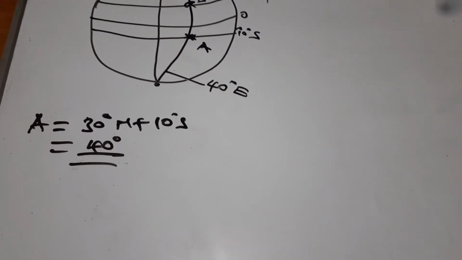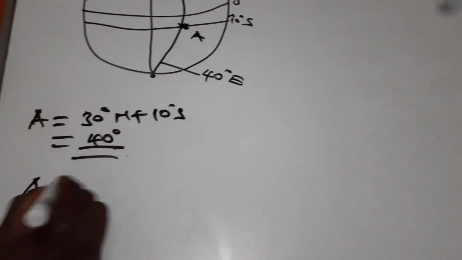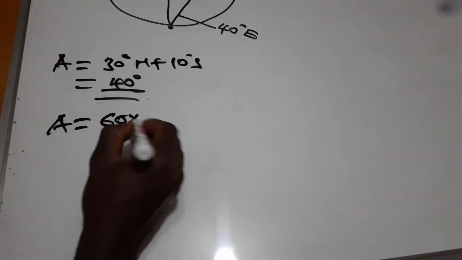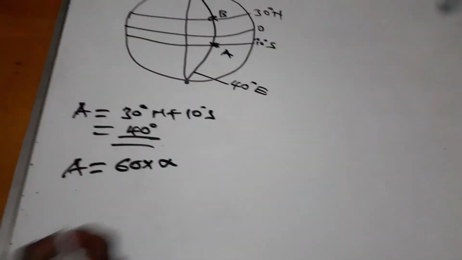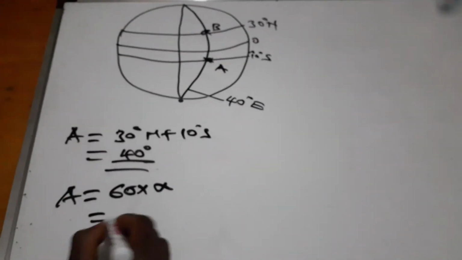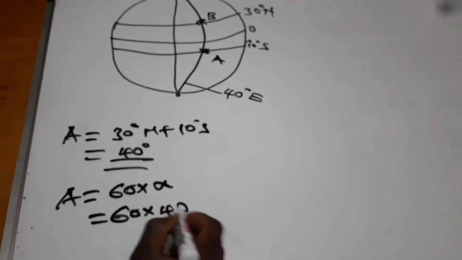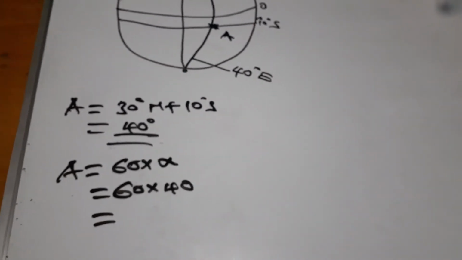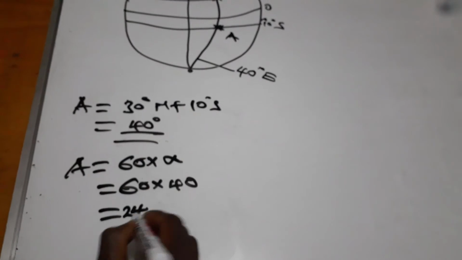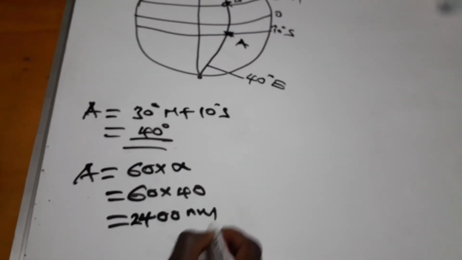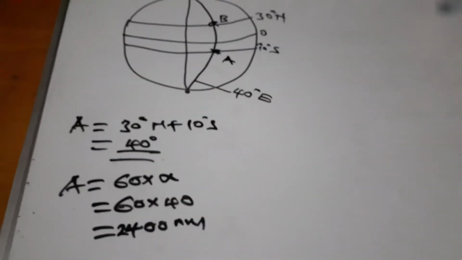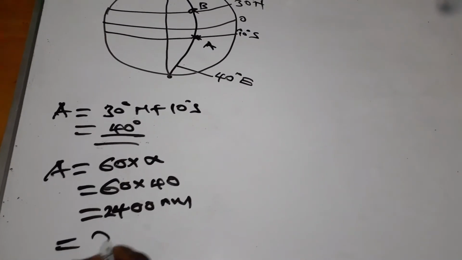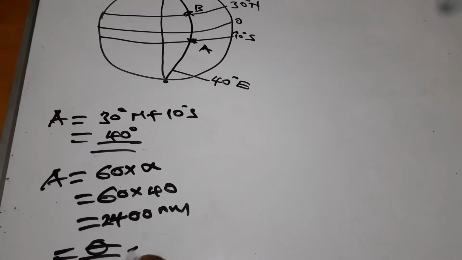So B: calculate the shortest distance between A and B in nautical miles and in kilometers to the nearest kilometer. Remember the first formula we said, distance in nautical miles along a great circle is given by 60 times the angle difference. So in nautical miles, it will be 60 times 40. So 60 times 40 is going to give us 2,400 nautical miles.